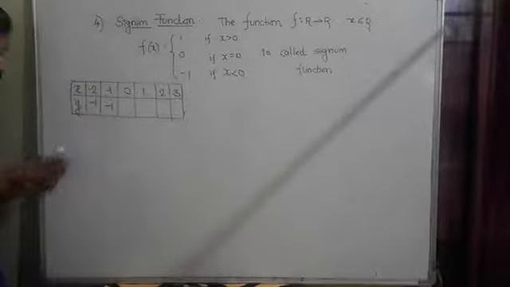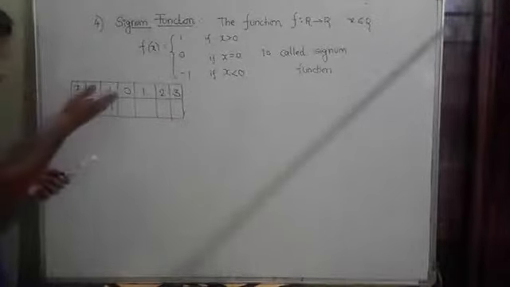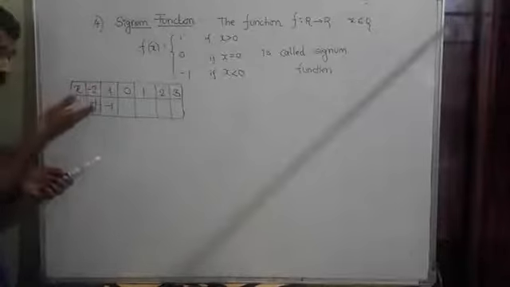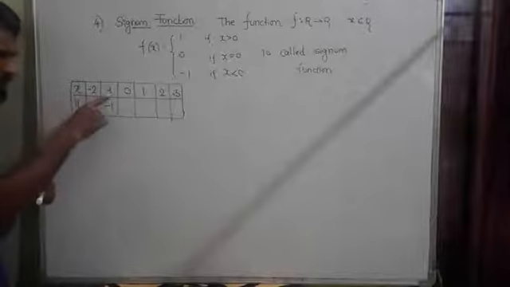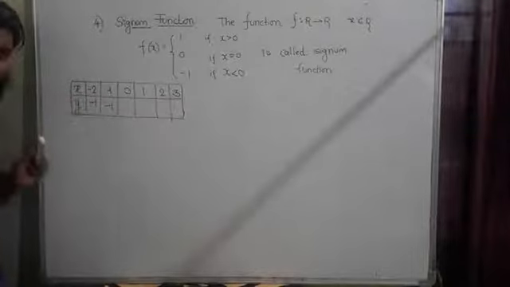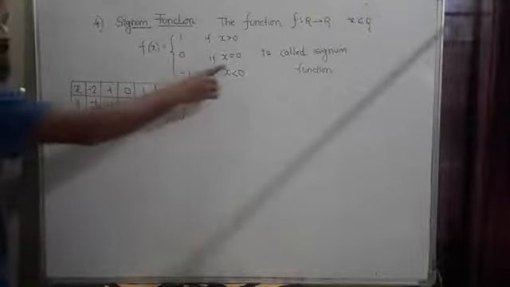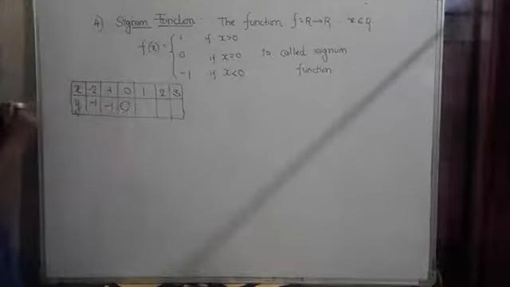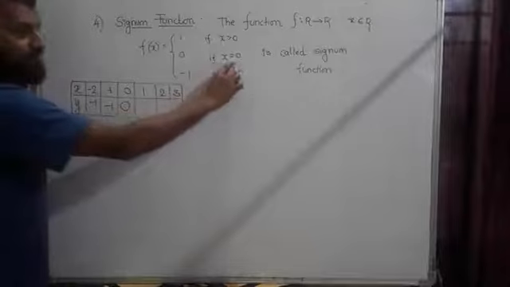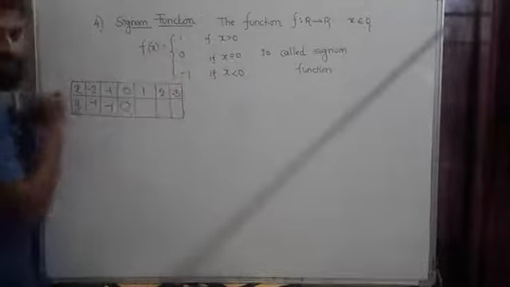In fact, you take any negative integer or any negative number, the answer will always be minus 1. What if I take x as 0? In that case, the answer will be 0. Why? They have said if x is 0, f of x will take 0.